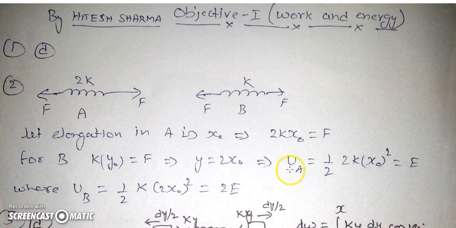So if the potential energy of A, which is half its spring constant 2K into elongation squared, is E, then the potential energy in B will be half its spring constant K into the elongation in B, 2x naught, whole squared. You will get 2E. If this value is E, this value will be 2E.